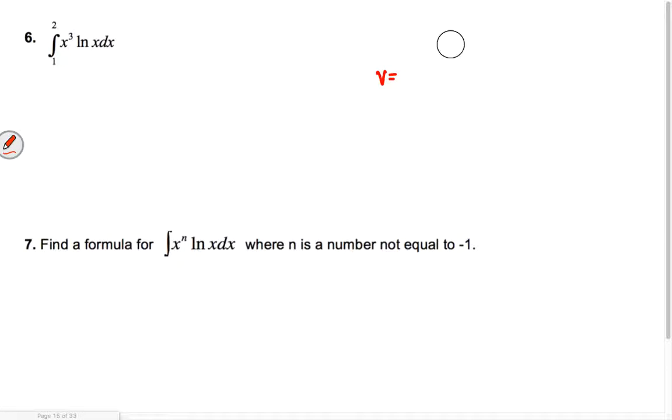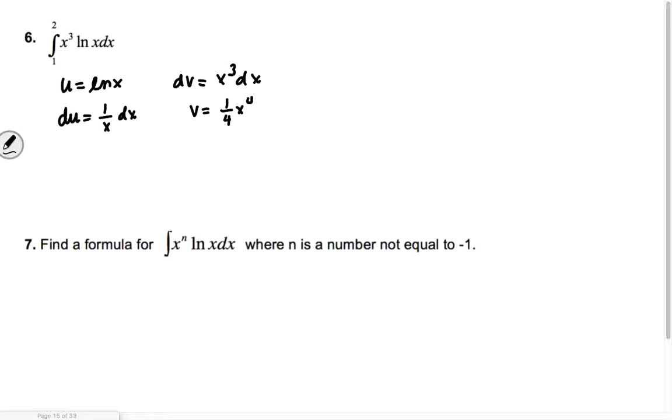So when you have natural log, let that be your u, because what's the derivative of natural log? 1 over x. And that's going to help us. So as I take the derivative of u, I get 1 over x dx. And as I integrate dv, I get 1/4 x to the 4th. Okay, so there's some stuff happening here.